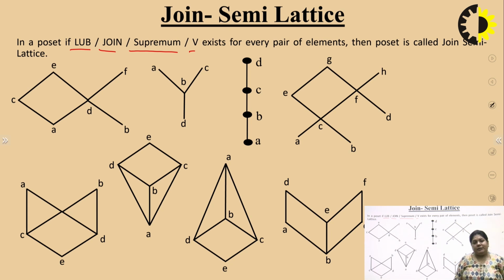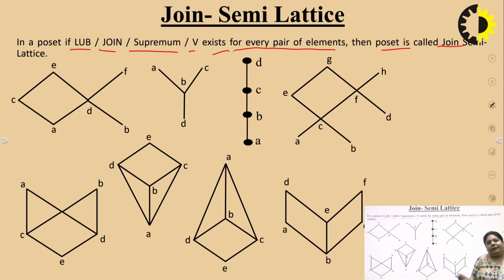Again, how can we search for each and every pair? Here it is saying, for a join semi-lattice, for every pair of elements we have to search for the join. If for every pair of elements the join exists, then it will be called a join semi-lattice. Now to find the least upper bound, we first have to search for a single top. If it has a single top, then we have to search for the least upper bound of each and every single pair of elements.